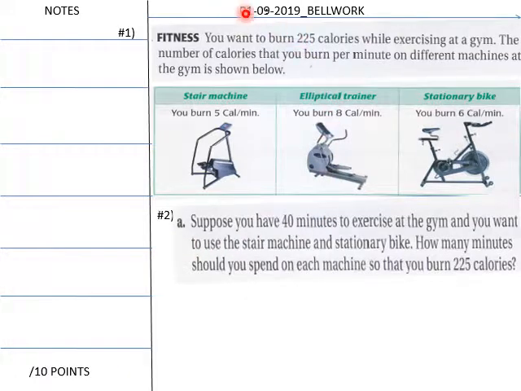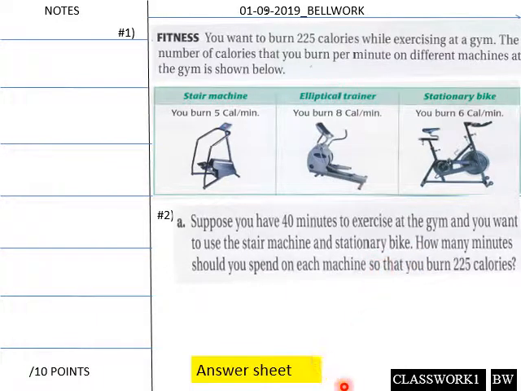And then teachers, here is the bell work for this lesson. You want to burn that many calories. The number of calories you burn per minute on different machines are given below. Suppose you have 40 minutes to exercise at the gym. You want to use the stair machine and a stationary bike. How many minutes should you spend on each machine so that you burn 225 calories? Give your students 5 minutes to do this problem.